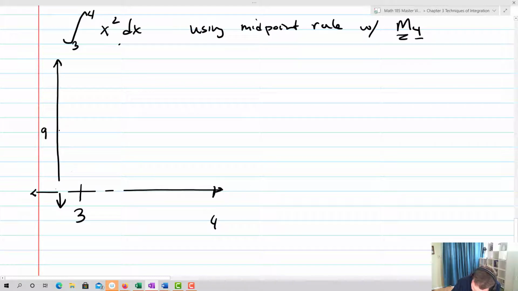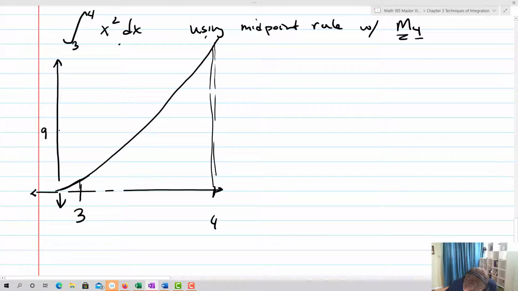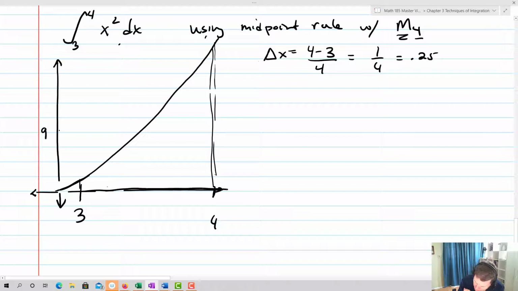Okay, and so we'll do one of these things, and there you go, scale, but it kind of looks something like this. Now delta x is going to equal 4 minus 3, divided by 4, which equals 1/4 or 0.25. So on my drawing, I'm going to write each one as 0.25. So I got 3.25, and then I have 3.5, and then I have 3.75, and then finally 4.